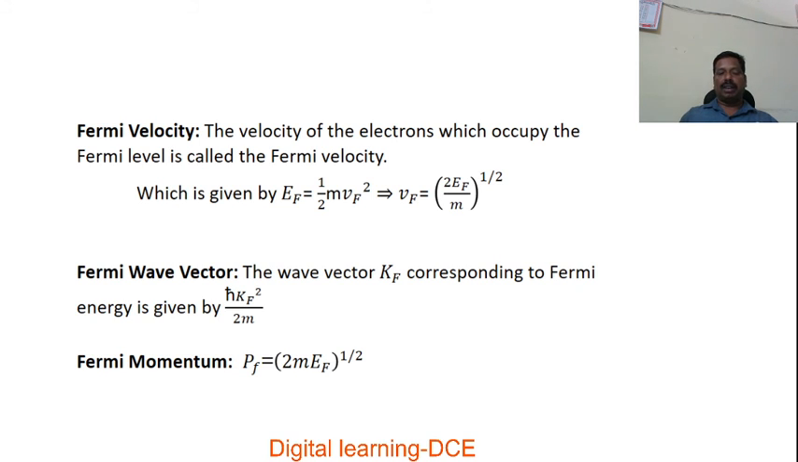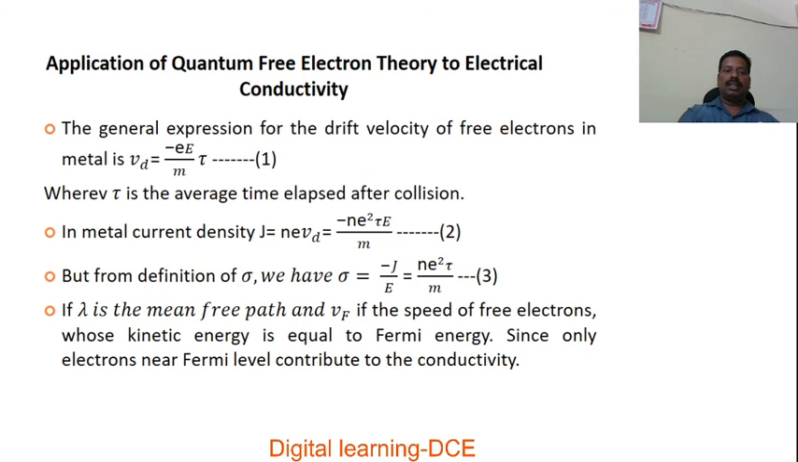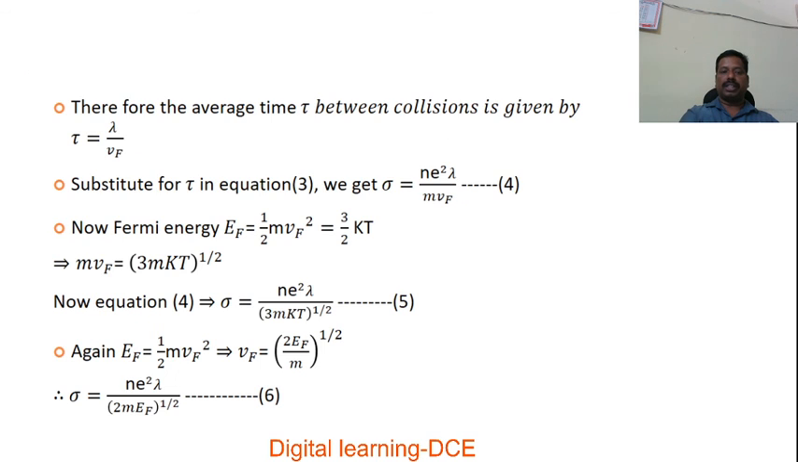Again, about these formulas, we may expect some problems on Fermi vector, Fermi velocity and Fermi momentum. Next, application of quantum free electron theory to electrical conductivity. Again, there will be a 2 marks question on this concept. They may ask you to write down the expression for electrical conductivity in terms of relaxation time, mean free path, Fermi energy or temperature, and explain the terms in it. It is very important for the problem part, and they may ask some problems on these relations.